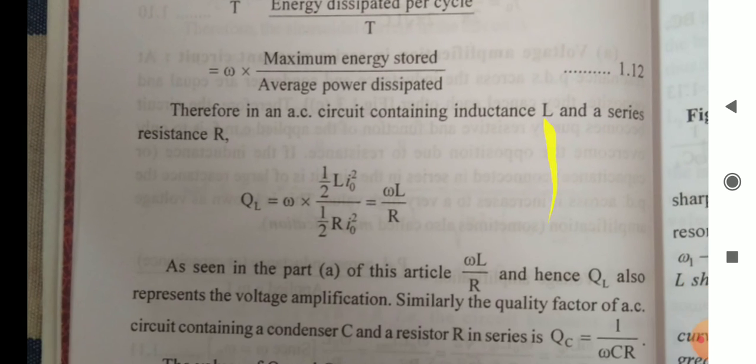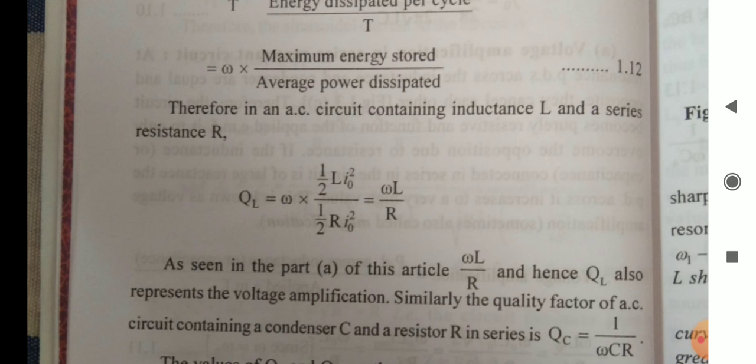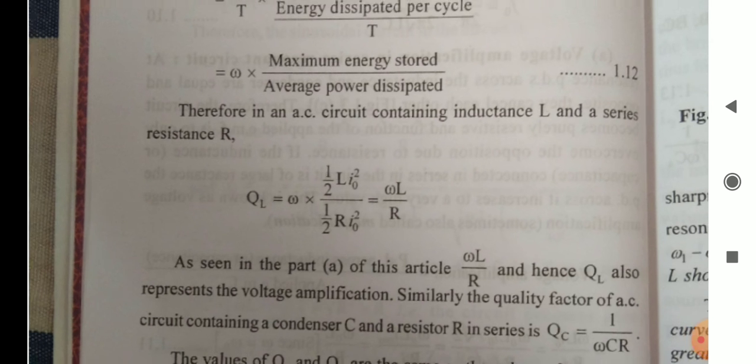Therefore in an AC LCR circuit containing inductance L and series resistance R, QL is equal to omega into half L i0 square divided by half into R i0 square, which is equal to omega L divided by R. This is the equation for the inductance. As seen here, it is omega L divided by R.